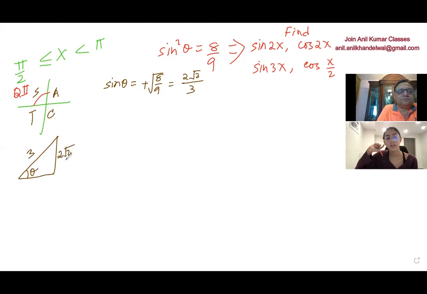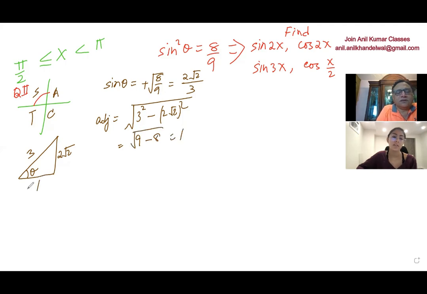Now find this side. The adjacent side is equal to the square root of 3 squared, which is 9, minus 2 square root 2 squared, which is 8. So this is 9 minus 8, which is 1. So this side is correct.